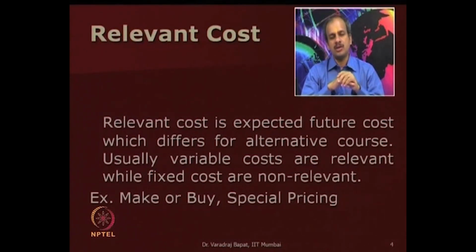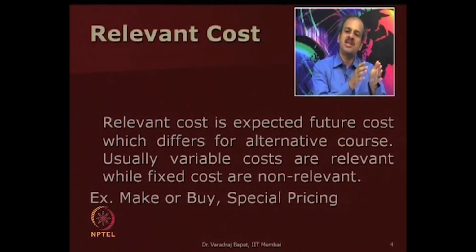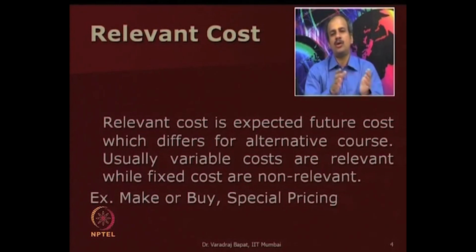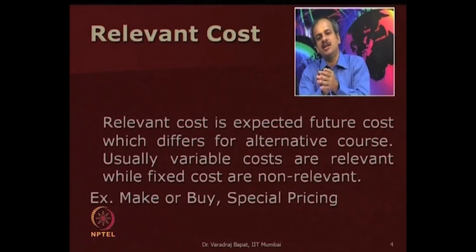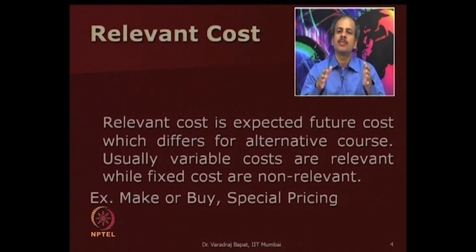So it can also be defined in this way, that it is an expected future cost which differs for alternative courses. So let us say we have two options. We want to transfer the produce from our factory to sales shop. We can either give it to a transportation agency A or to transportation agency B. Now for this decision, it is irrelevant what is our production cost.